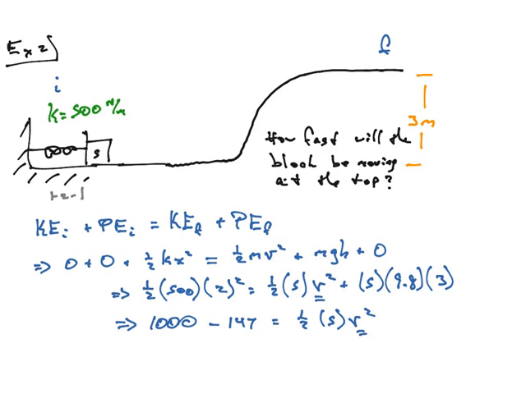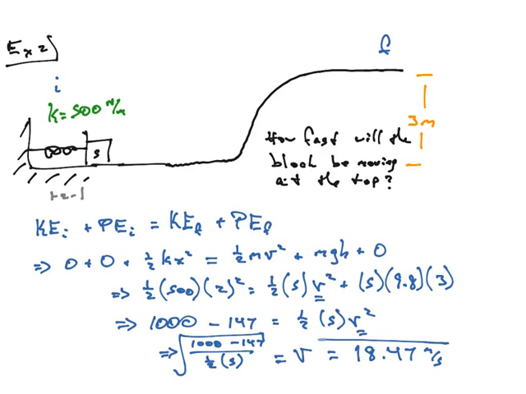I want to keep v squared here and get rid of everything else, so I have 1,000 minus 147 divided by 1/2 of 5, and I have to take the square root. That'll give me my v. So what is that? 1,000 minus 147 is 853, divided by 0.5, divided by 5, and take the square root. And I get v is 18.47 meters per second. So that's how fast my block will be moving up there.